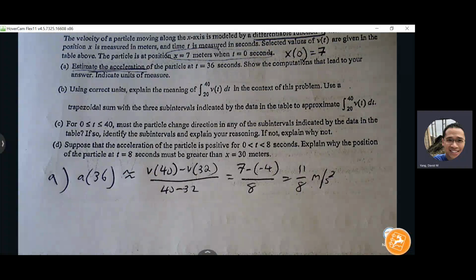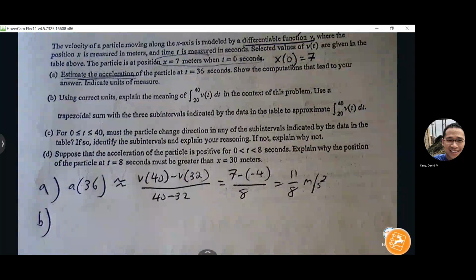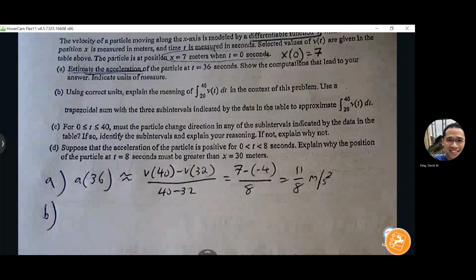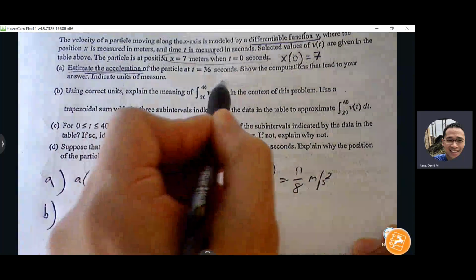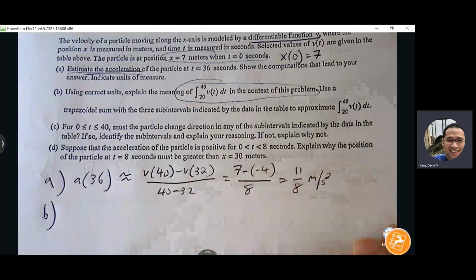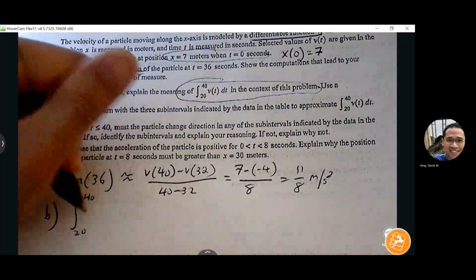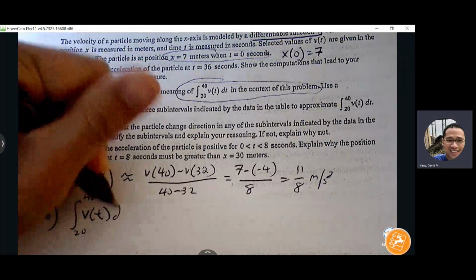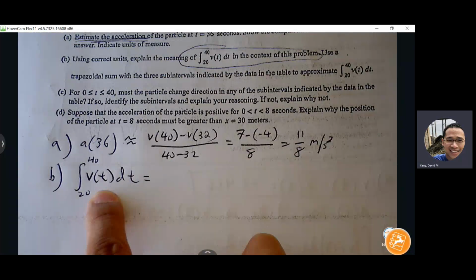So we know that the change in velocity over this time period is 11/8 meters per second squared. Okay, using correct units, explain the meaning of the definite integral from 20 to 40 of v of t dt. I think it's easier to express this if we go through the first theorem, right? So just notation-wise, what would this look like as the first theorem? You know, the integral of v of t turns into what?